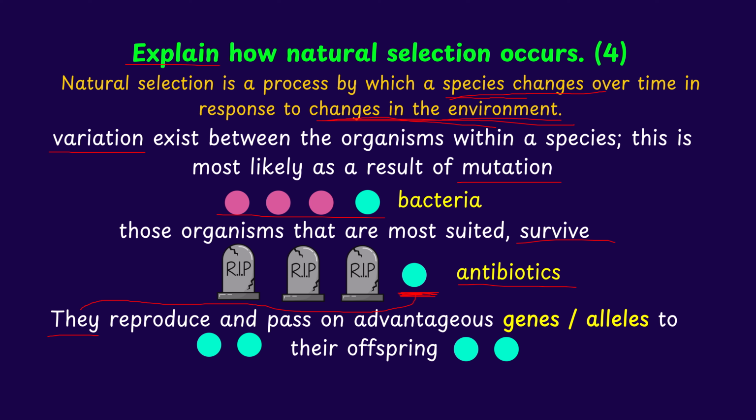So if you were to get a question like this, students, obviously you will not be drawing out all of these things. These are the points that you're writing. Variation exists between the organisms within a species. This is most likely as a result of mutation. Point number 2, those organisms that are most suited survive. They reproduce and pass on advantageous genes or alleles to their offspring. That is how natural selection occurs.